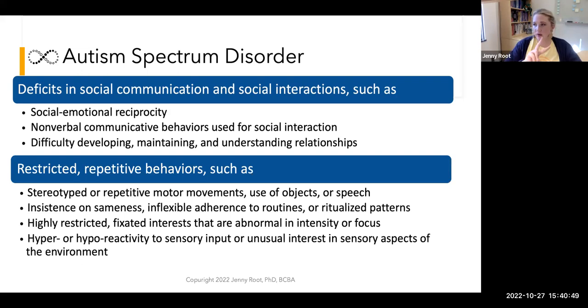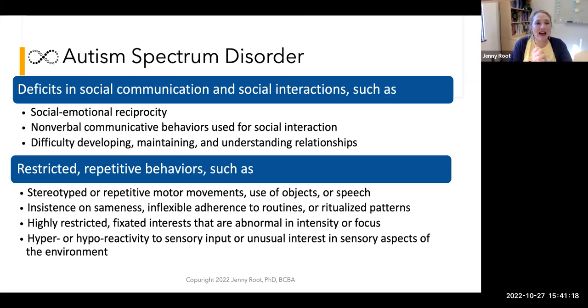And then the second component to the current diagnostic criteria is restricted repetitive behaviors. This is going to look very different, but the general way that this looked is some stereotyped or repetitive motor movements, use of objects or speech, insistence on sameness. So maybe some inflexible adherence to routines or ritualized patterns. I expect for these things to happen in the same order every day, and it's distressing when it doesn't.